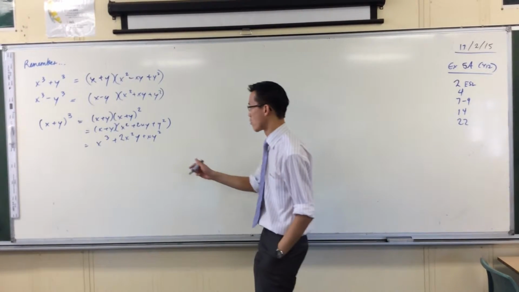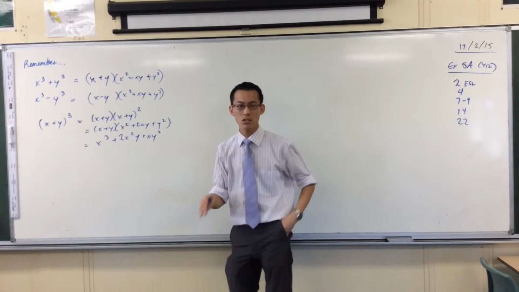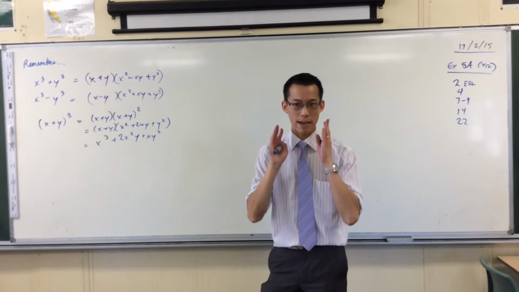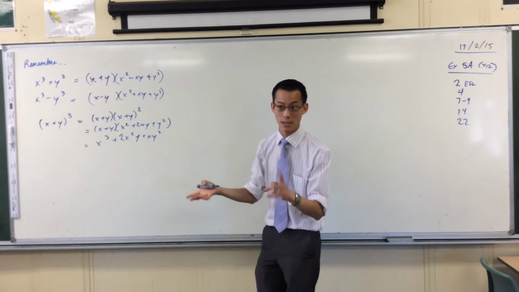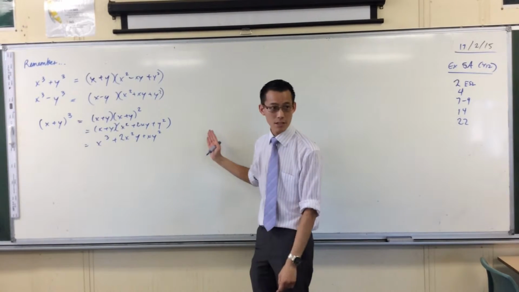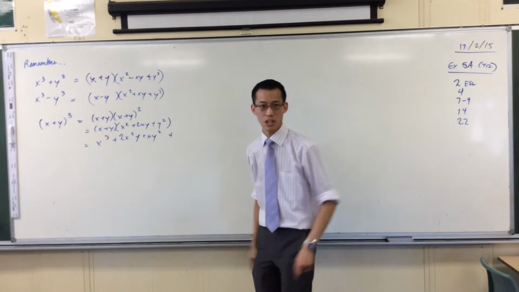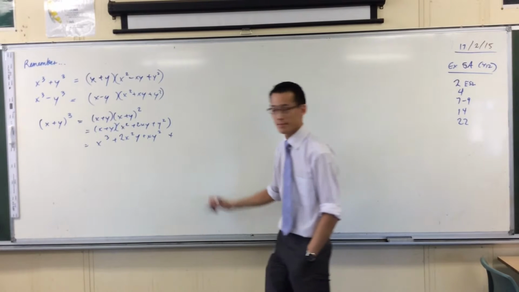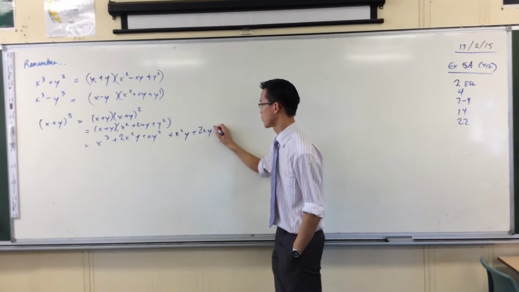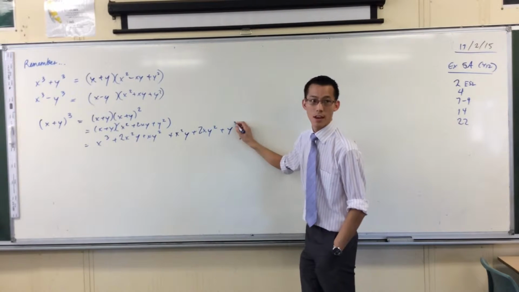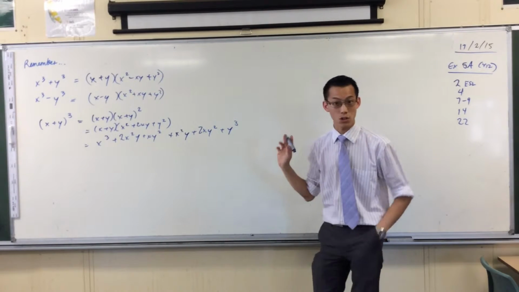Of course I could write that as y squared x, but I'm going to try and keep things consistent. It'll make it easier for me to, number one, see the logic behind it, and number two, collect the like terms in a second. Done the x's, let's do the y's. What shall I write? x squared y. Plus 2x y squared. Good. And I finish with a y cubed. So far, so good. All right.